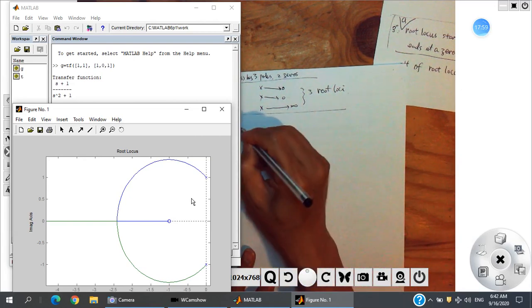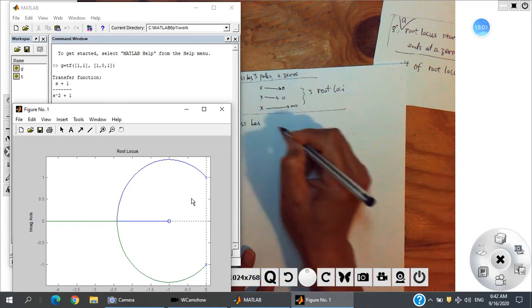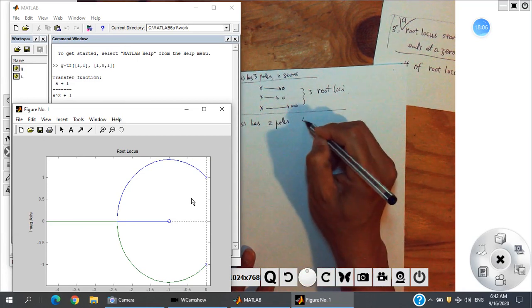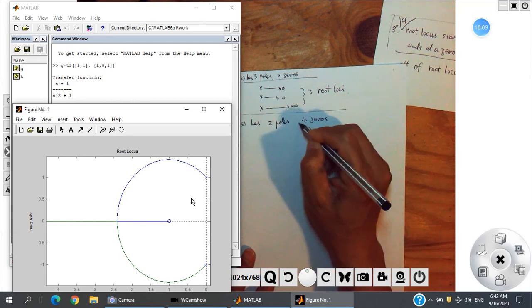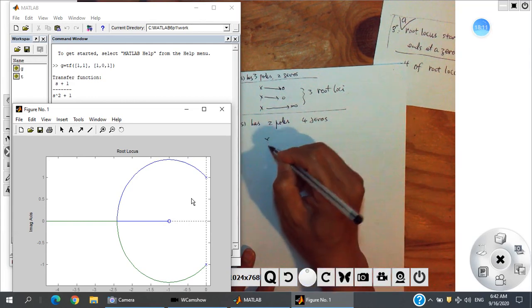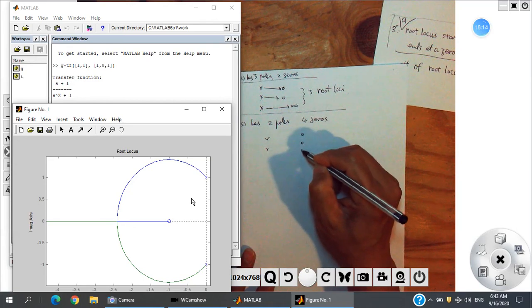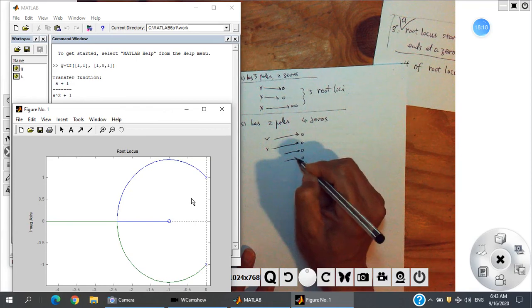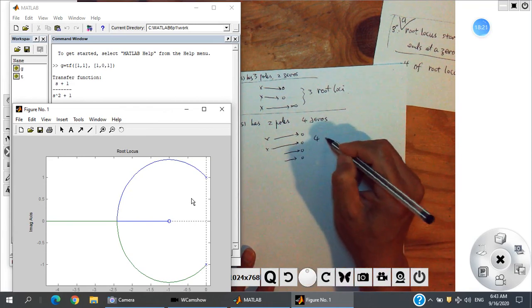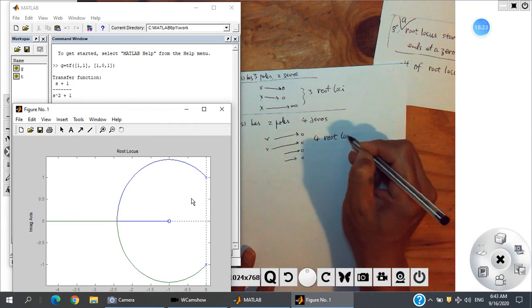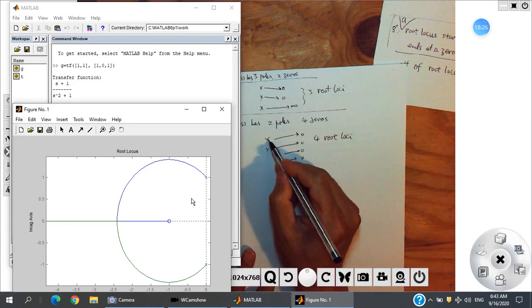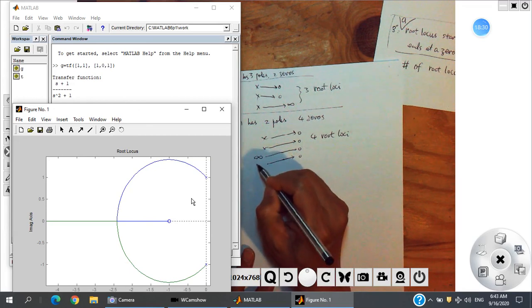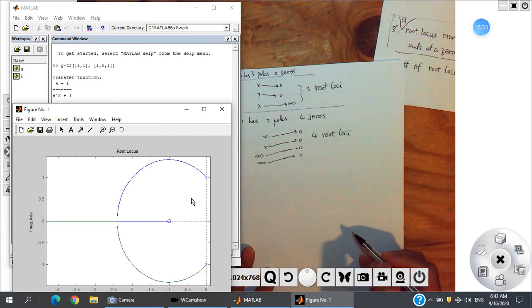If G of S has like 2 poles and 4 zeros, then I have 2 poles and 4 zeros. There are still 4 root locus branches. 2 start from the crosses, and another 2 will start from infinity. Things look like this.